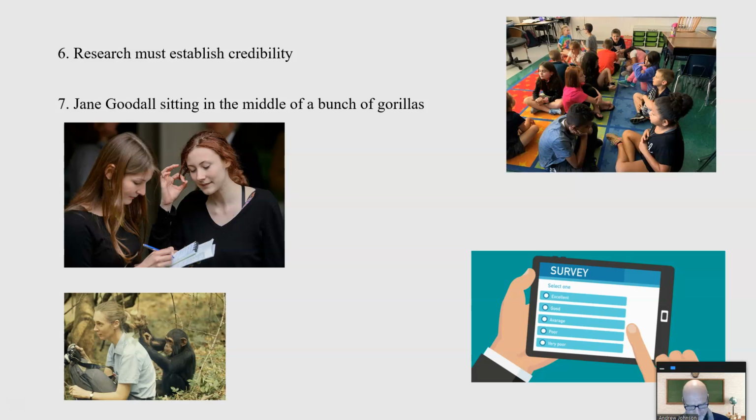In qualitative research, the onus is on the researcher to establish credibility. So you state any biases up front and you try to be as credible as possible. Qualitative research is like Jane Goodall sitting in the middle of a bunch of gorillas trying to understand that phenomenon, taking notes. Except you're sitting in classrooms, taking notes, understanding. Qualitative research collects a variety of data. You could collect students' actual products. It includes surveys and interviews, among other things.